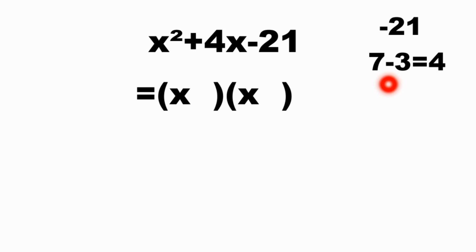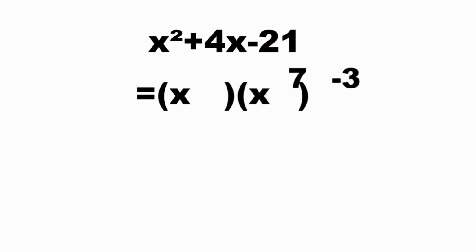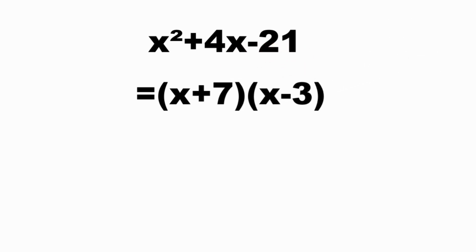So the factors of x squared plus 4x minus 21 are quantity x plus 7 times quantity x minus 3. 7 is positive and 3 is negative. If you subtract them, we have the middle term 4x.